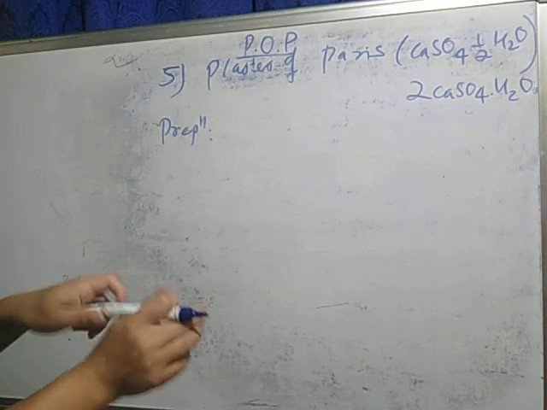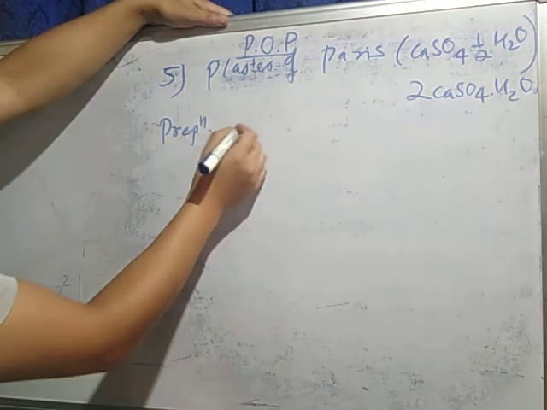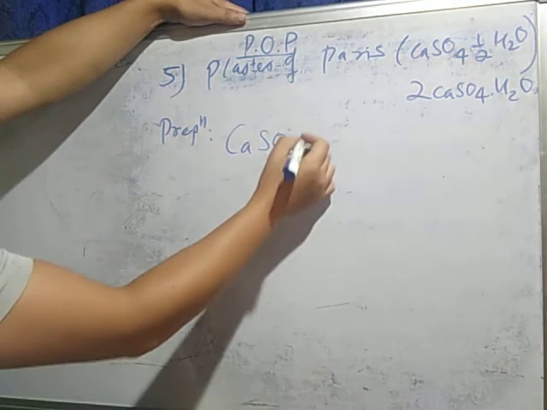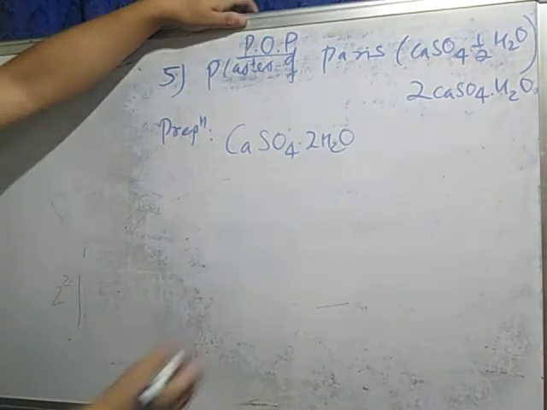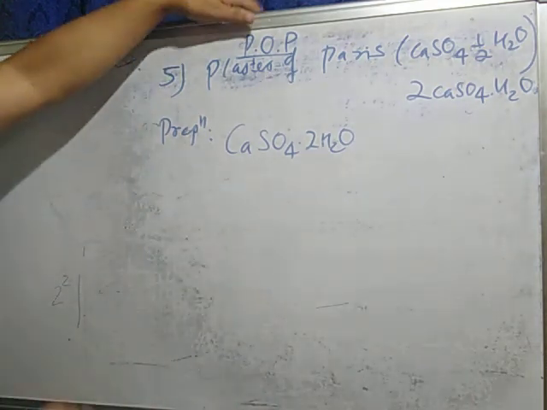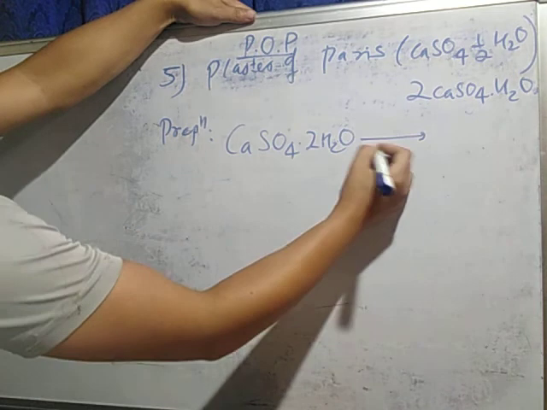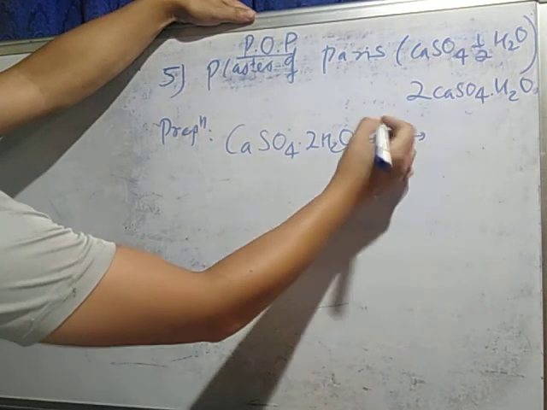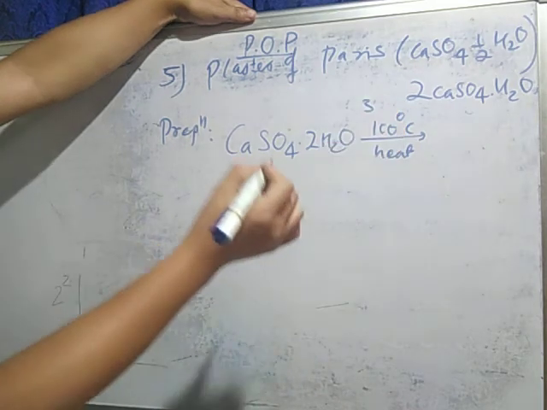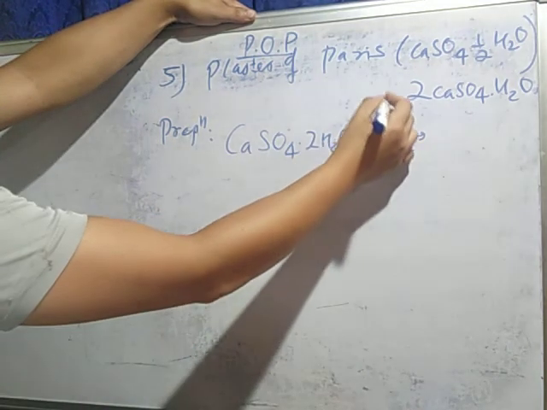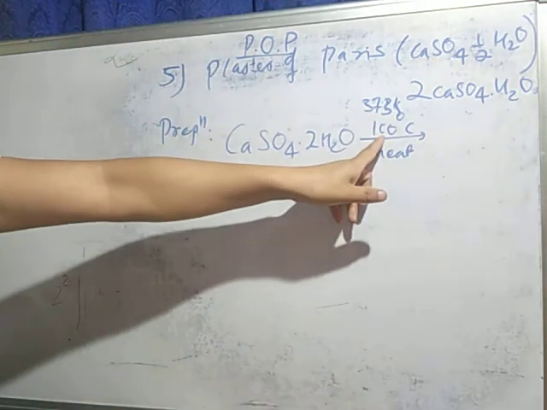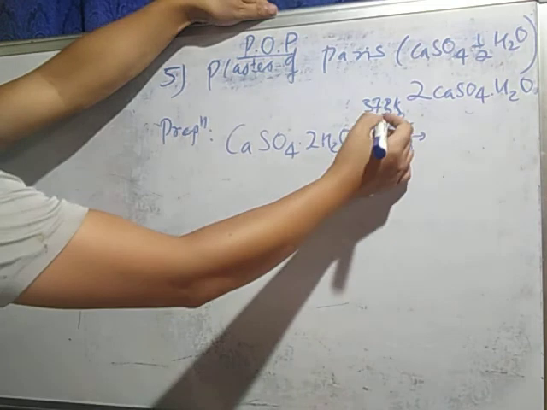What you have to do is take gypsum, calcium sulfate. This is called gypsum. Whenever you heat this, the temperature should be 100 degrees centigrade or 373 Kelvin. You know this one, in class: 100 degrees centigrade equals 373 Kelvin.